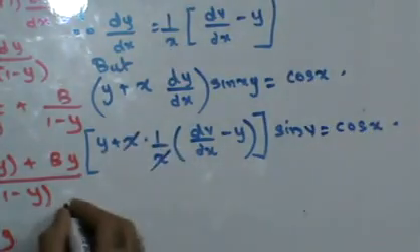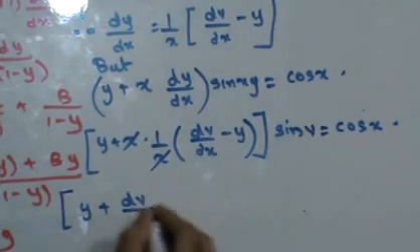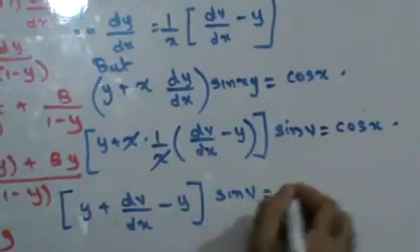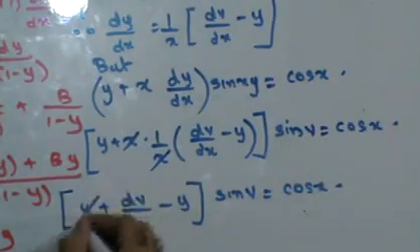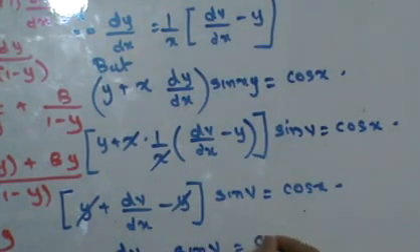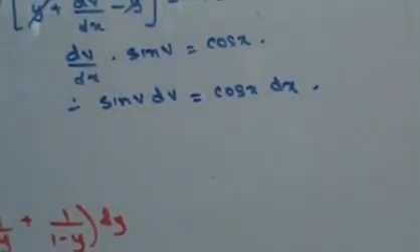X and x gets cancelled, therefore I'll get y plus dv by dx minus y into sin v is cos x. Y and y gets cancelled, so you'll get dv by dx into sin v is cos x. Therefore you can say that sin v dv is cos x dx. I have v together, I have x together. Integrate.